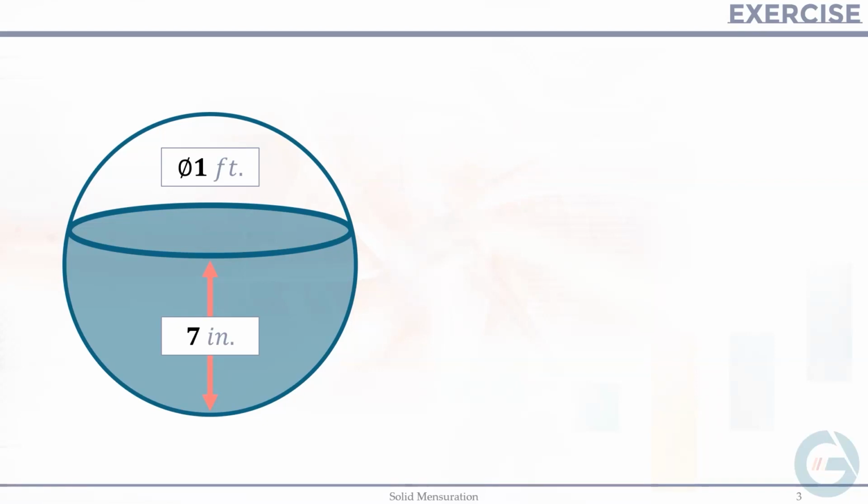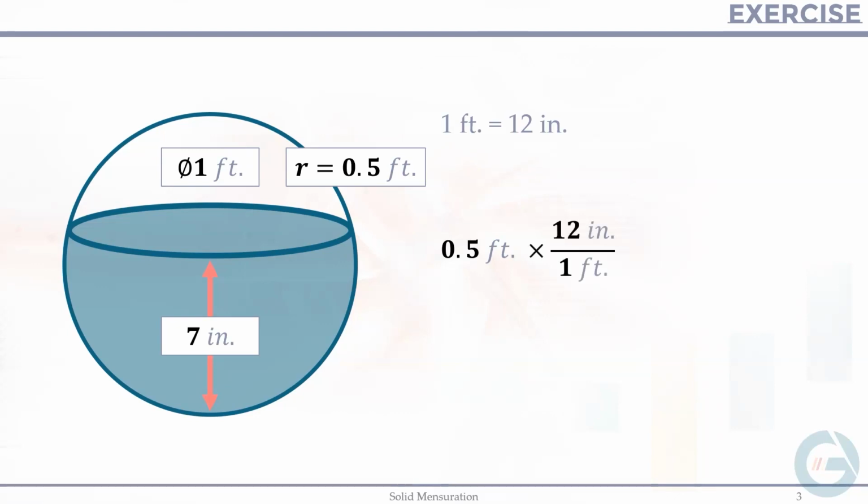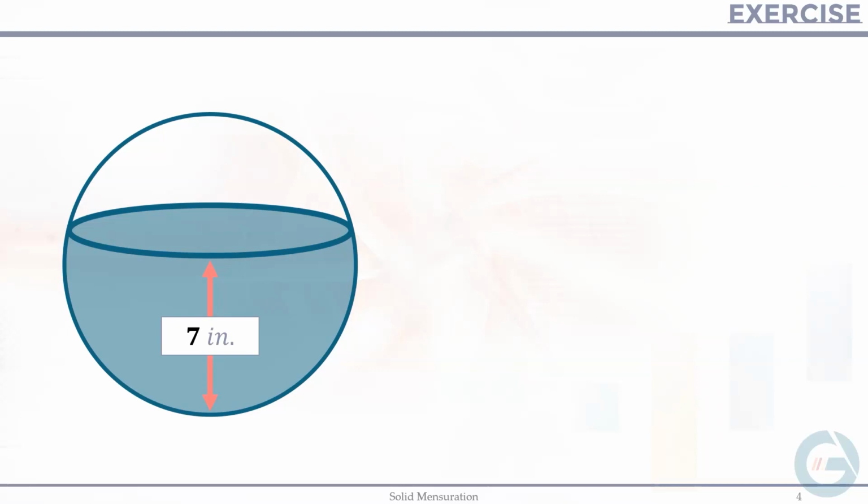Okay, so first let's convert this radius, which is 0.5 feet. Of course, the diameter is 1 foot, half of that is 0.5. So we are going to convert this first into inches. We have 1 foot is equivalent to 12 inches. So 0.5 foot multiplied by 12 inches, the foot cancels out. So 0.5 foot is equivalent to 6 inches. So this is the radius of the sphere in terms of inches. Okay, so we now have 6 inches as the radius.